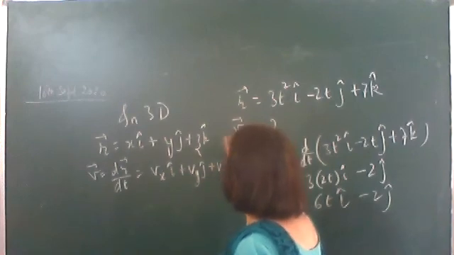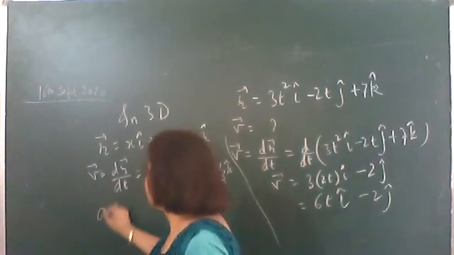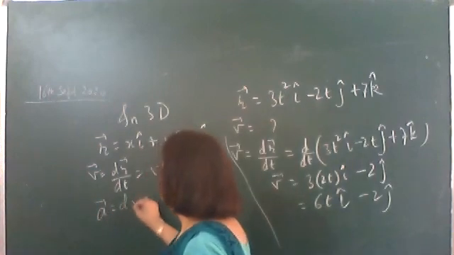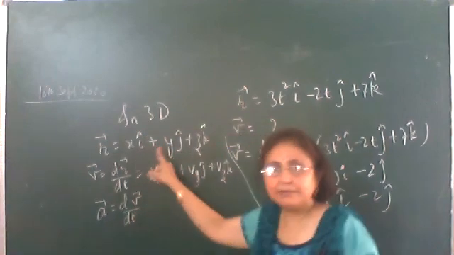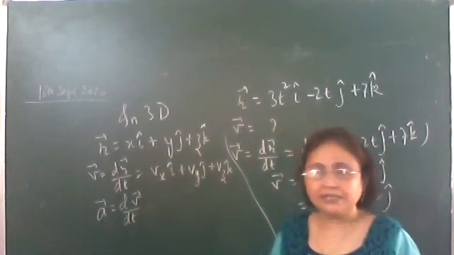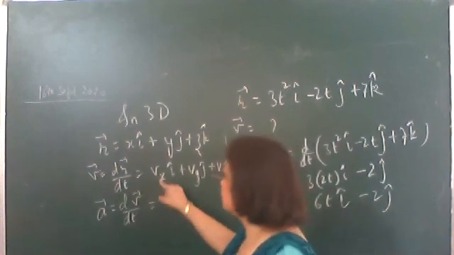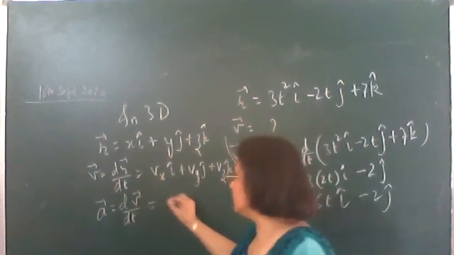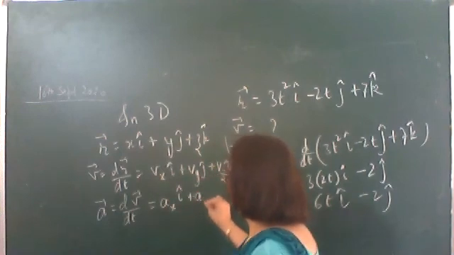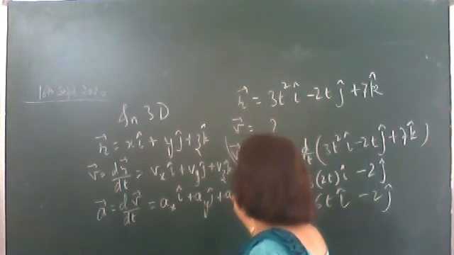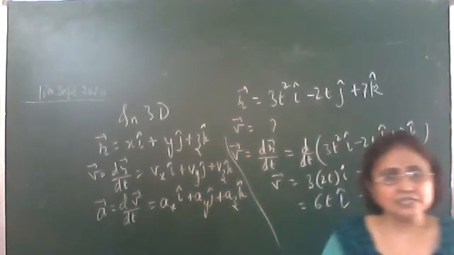The same way, when you differentiate it once again, acceleration vector will be dv upon dt. If the position vector is in 3 dimensions, the acceleration vector will also be in 3 dimensions. dvx upon dt is what? Acceleration along x-axis, ax, along y-axis ay into j cap plus az into k cap. Is it clear?